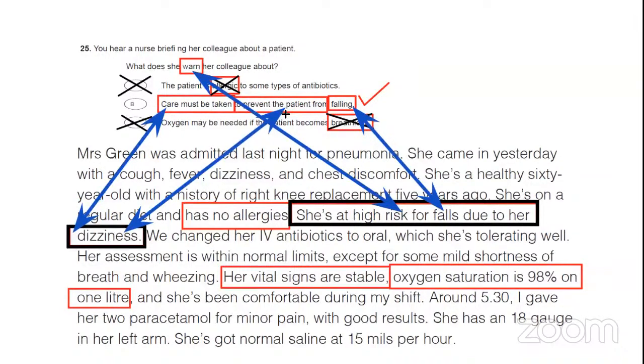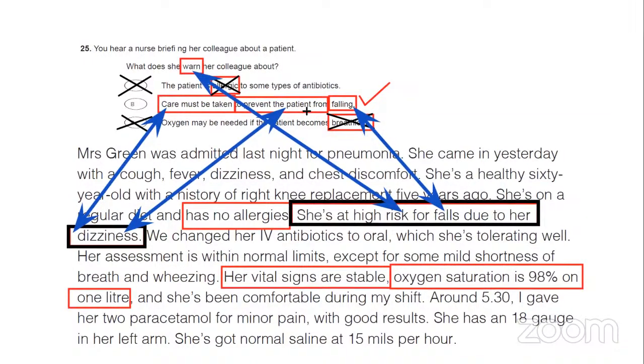Some allergies, no allergies. See, this is some allergies. This is no allergies. Here some allergies. Here no allergies. That is why this answer is wrong. No allergies. The next one.